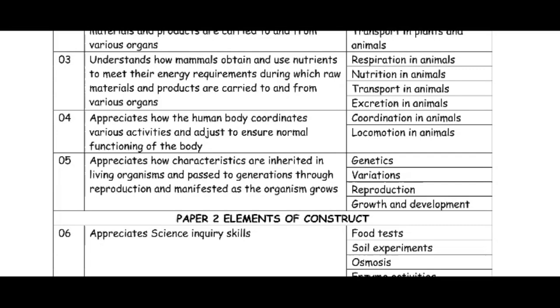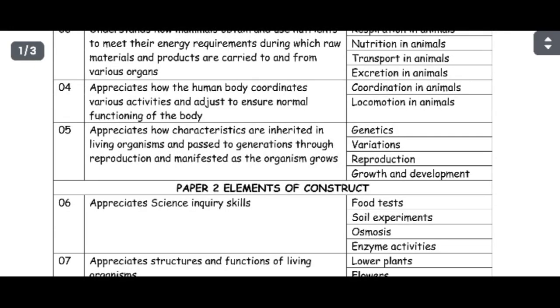Then we go to element of construct 4, where a learner appreciates how the human body coordinates various activities and adjusts to ensure normal functioning of the body. Here we look at coordination in animals and locomotion in animals. So even this element of construct talks about only animals.